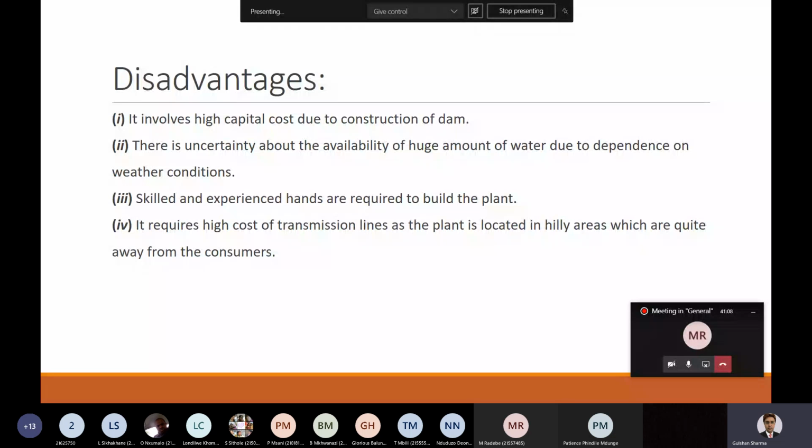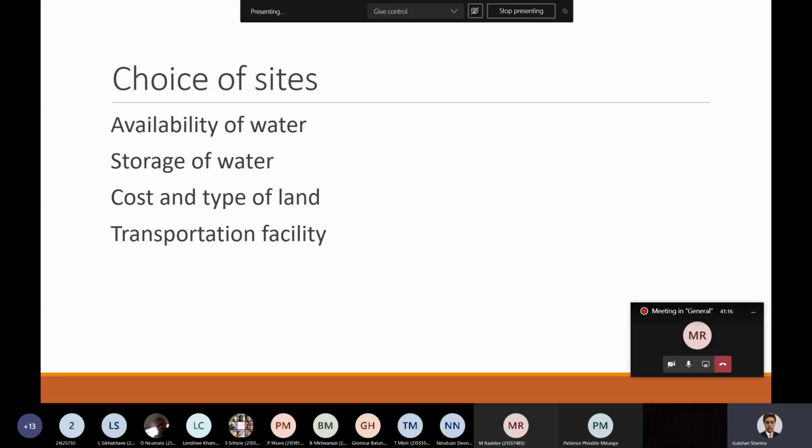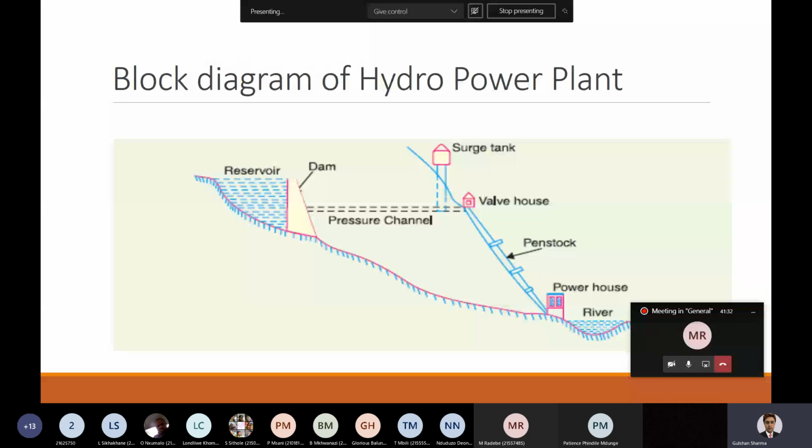Then we discussed the total capacity for the thermal power plant as well as the hydropower plant. We discussed the favorable sites for installing a hydropower plant, considering the availability of water, storage of water, type of land, and lastly the transportation facilities. Then we discussed the working of a hydropower plant: we need a dam, a valve house, a penstock, and the turbine house. The turbine should be coupled to the alternator.